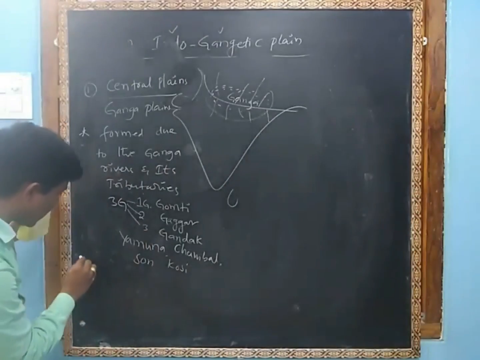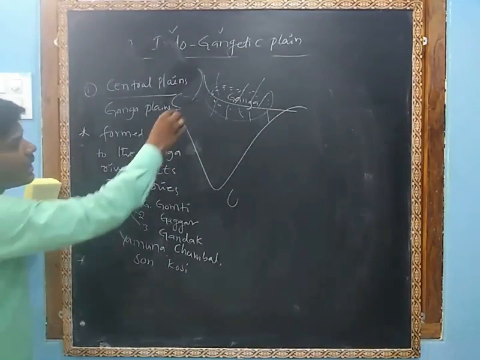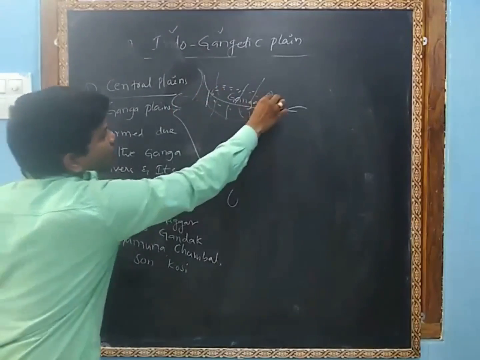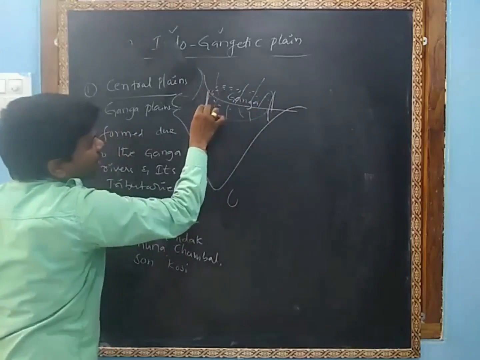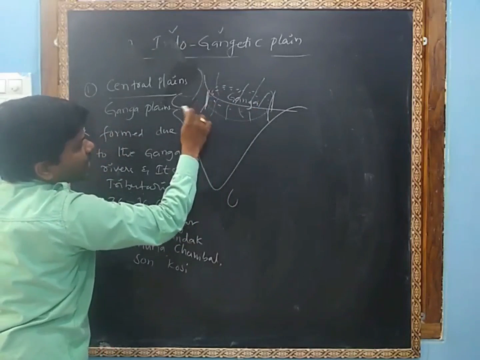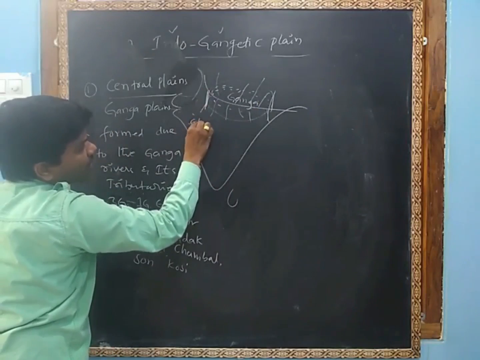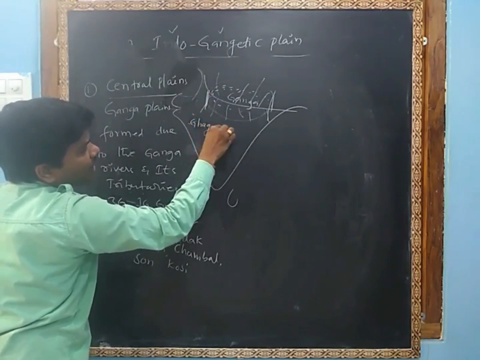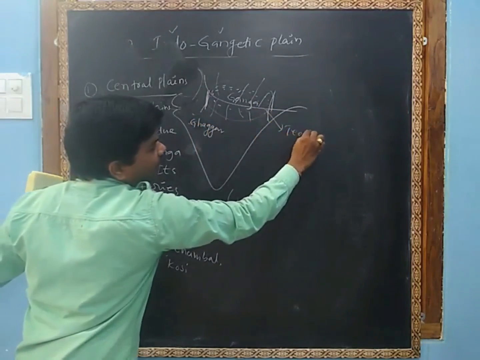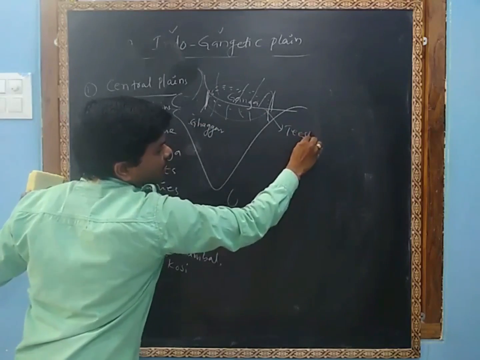Where are these located? These are located near Ghagar to Tista. So this is Ghagar, I am writing here. Ghagar is also one of the tributaries. Ghagar, and here Tista. Ghagar and Tista.